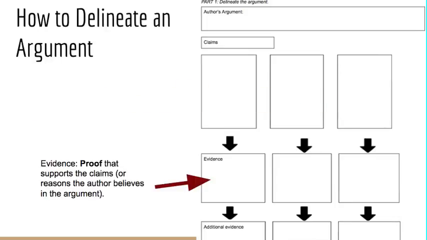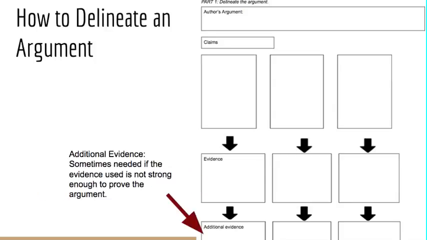Along with claims, there should be evidence or proof that supports the claims or reasons the author believes the argument. So there will be some kind of fact that will explain why that reason is true, that therefore proves the argument. At times, additional evidence is needed if the original evidence is not strong enough by itself to prove the claim. Authors might also include additional evidence if they want to make sure that something is believed to be true by their reader.